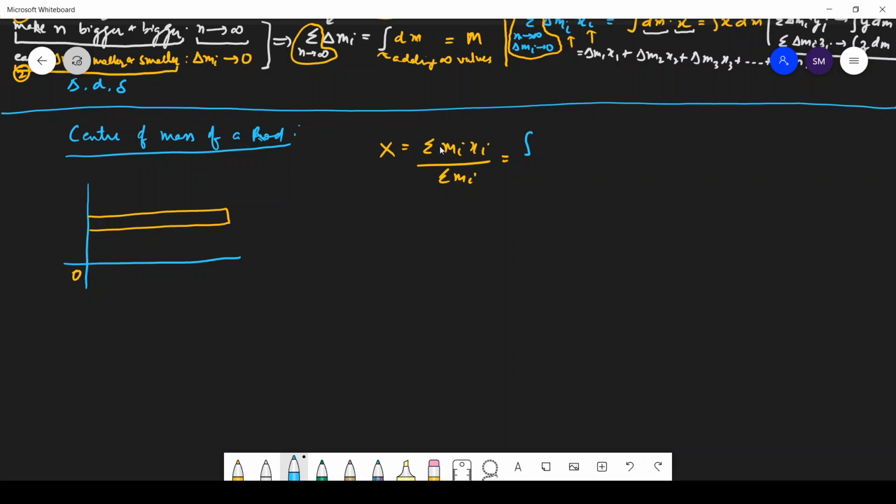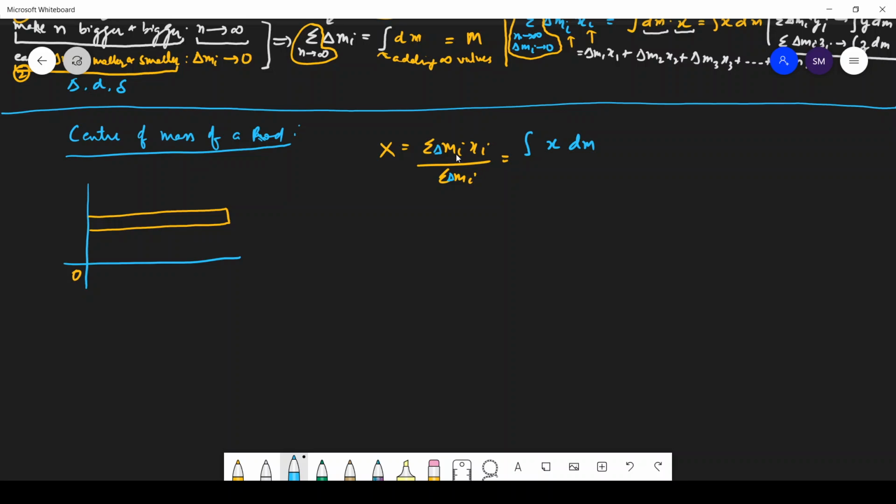So we had delta mi, right? Small masses. So xi cannot be small like delta xi; no, the masses were small. So this delta will change to d, and the i will be removed, so dm, and write it at the end. And what is this xi? It will become x.